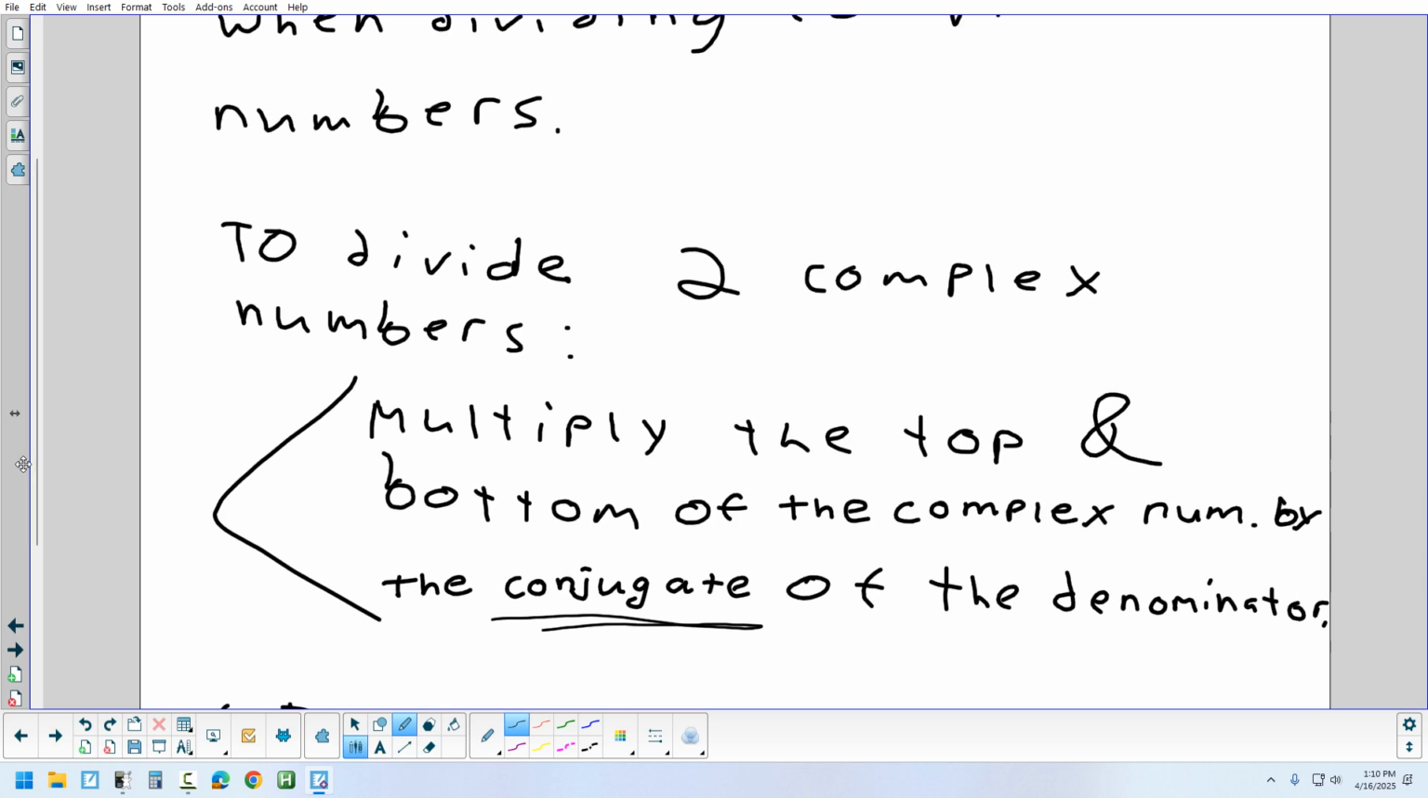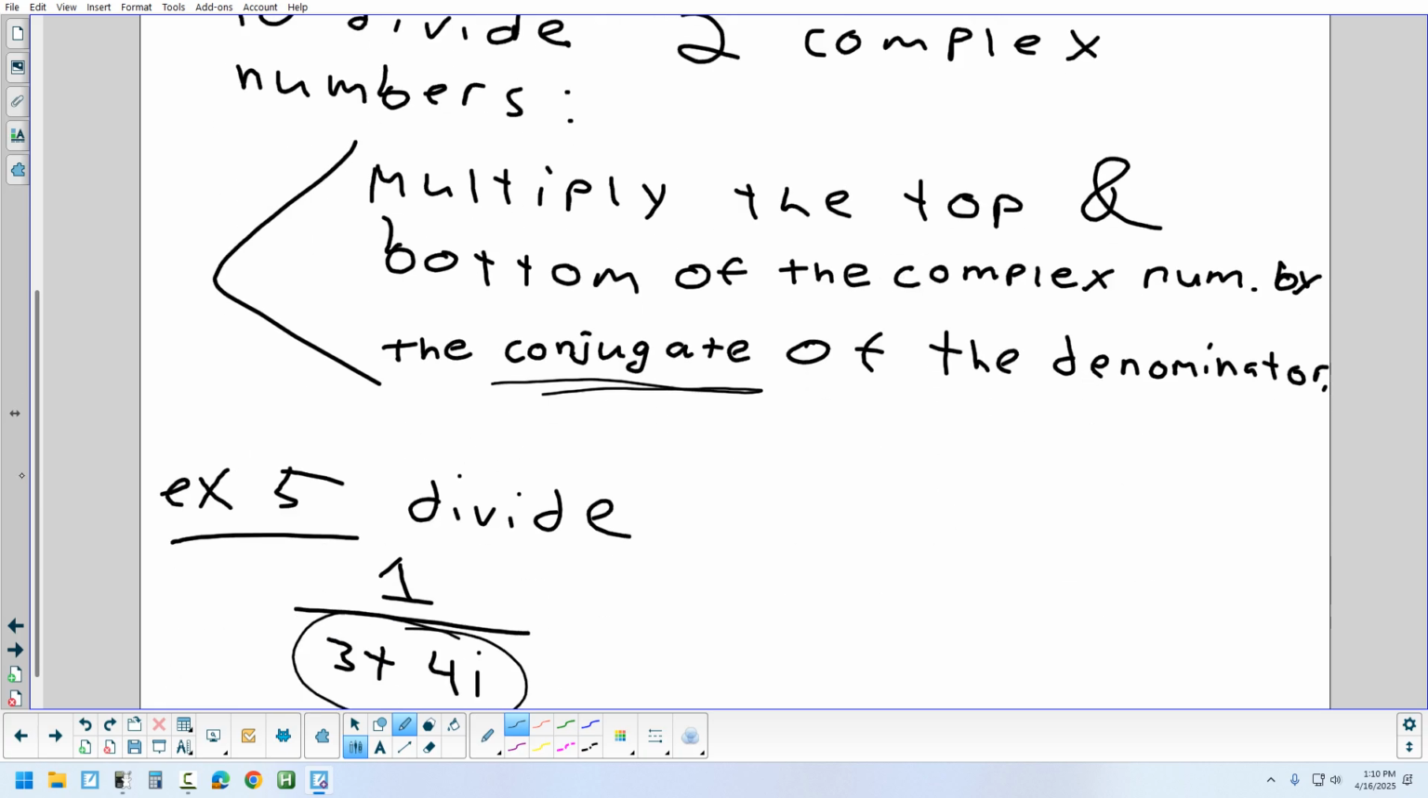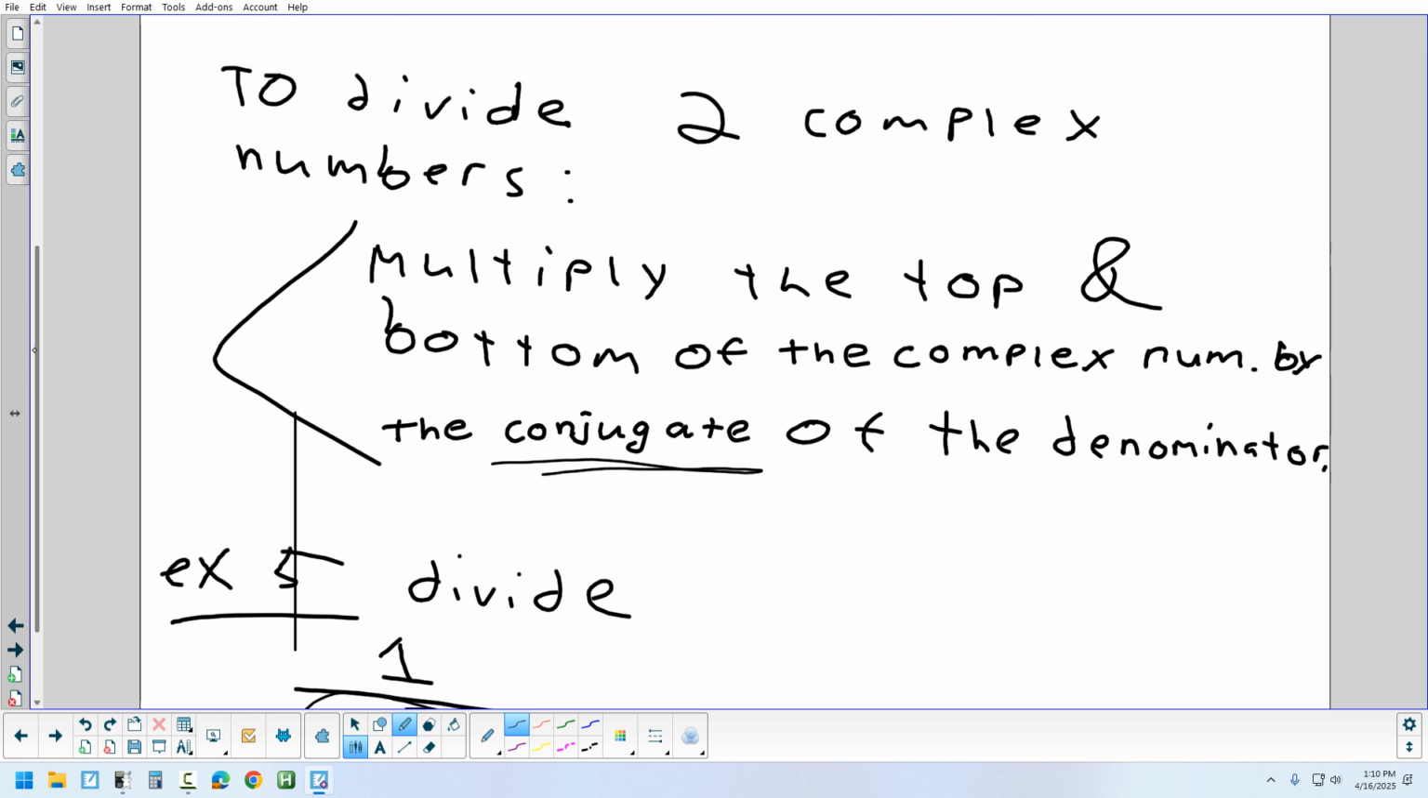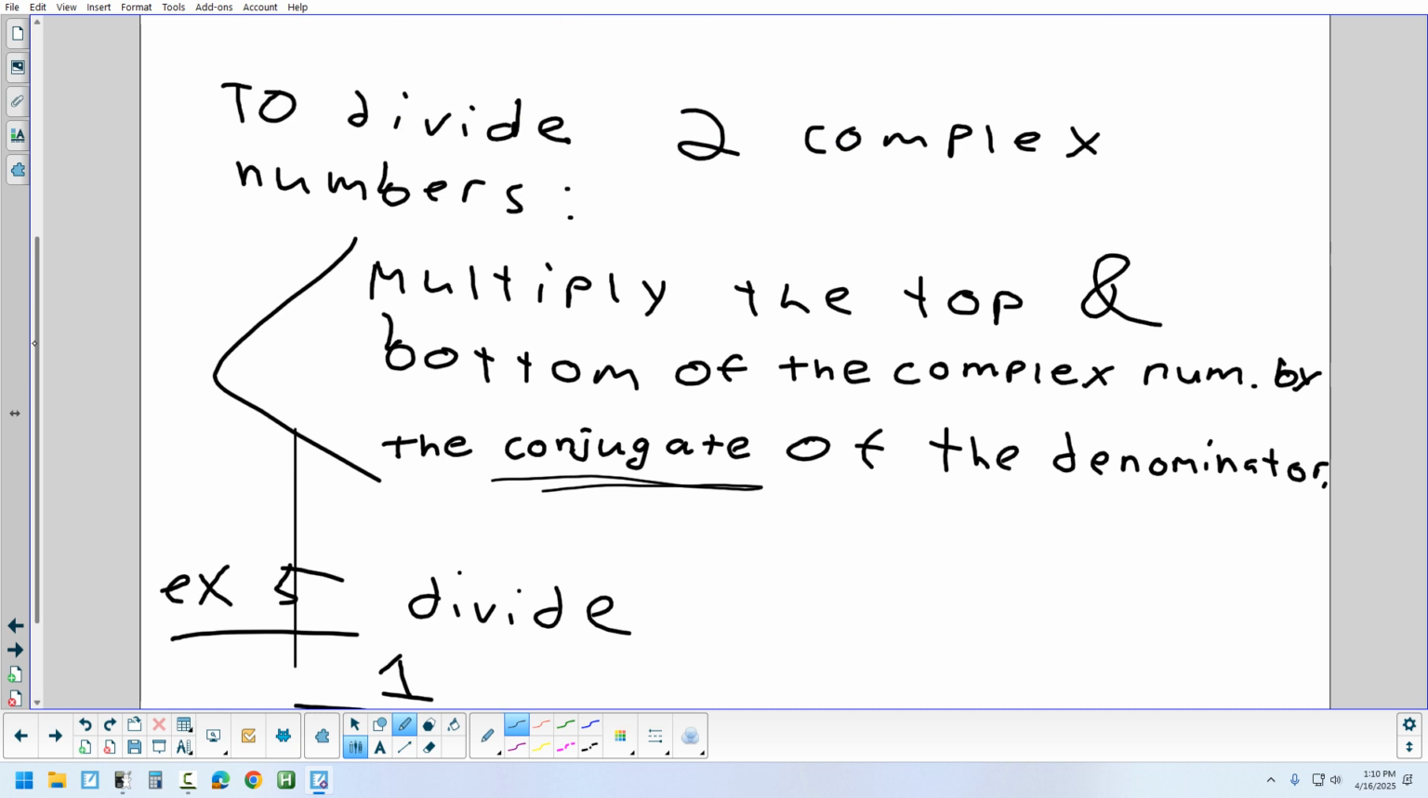In order to divide two complex numbers, you're going to take the top and the bottom and multiply by the conjugate. Multiplying by the conjugate will get rid of all the i's in the bottom. And we'll go through an example. So you have to multiply when you're doing a division problem. You'll have something in the top, something in the bottom, and you're going to multiply the top and the bottom by the conjugate.